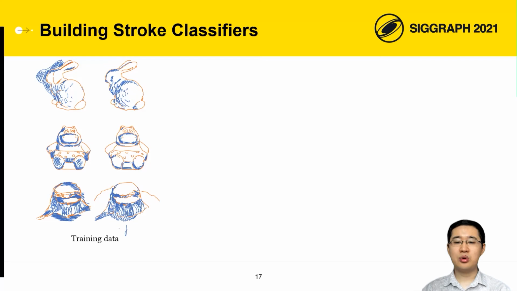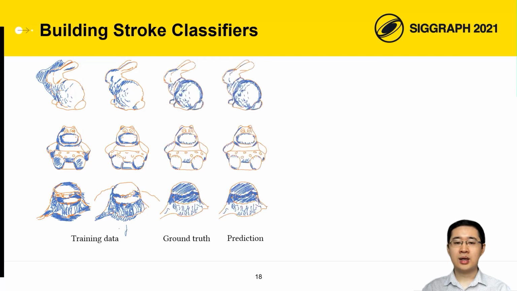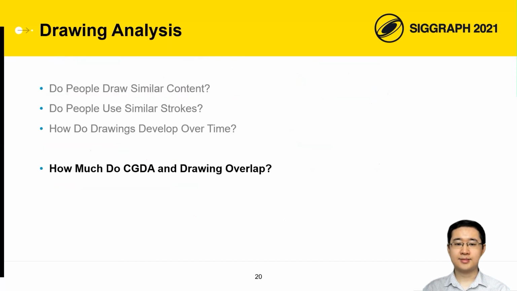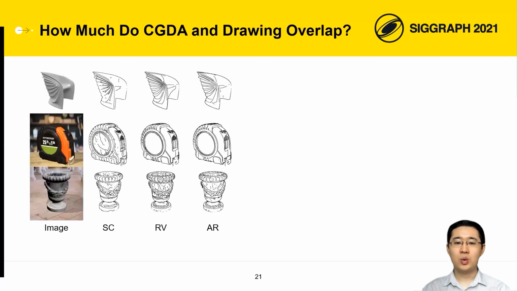Here we show sample labeled tracings used for training random forest classifiers. The classifier trained on tracings not only performed well on other tracings, but could also be transferred to freehand drawings. After comparing tracing and freehand, we now evaluate how much current CGDA output and hand drawing overlap. We found about 60% of drawn content is consistent with computer-generated output.